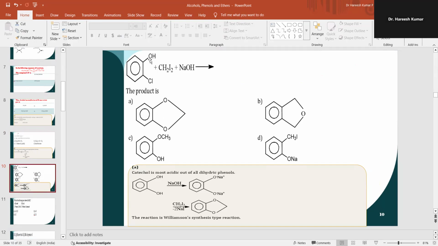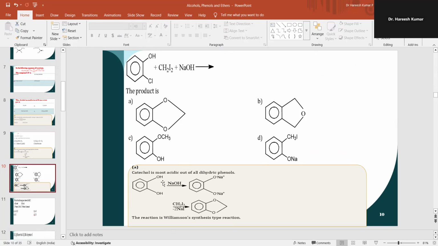Here it is the Williamson synthesis. In the Williamson synthesis, the reaction of chlorophenol with diiodomethane in the presence of a base gives rise to a cyclic compound. That means O-methylation. So this will be the product. How does this product form? It is based on the Williamson synthesis.